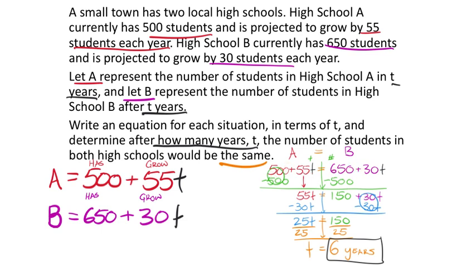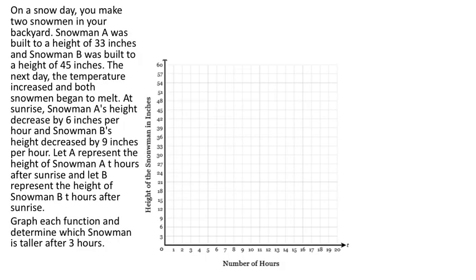So either way. On a snow day, you make 2 snowmen in your backyard. Snowman A was built to a height of 33 inches, and snowman B was built to a height of 45 inches. The next day, the temperature increased, and both snowmen began to melt. At sunrise, snowman A's height decreased by 6 inches per hour, and snowman B's height decreased by 9 inches per hour. Let A represent the height of snowman A t hours after sunrise, and let B represent the height of snowman B t hours after sunrise.